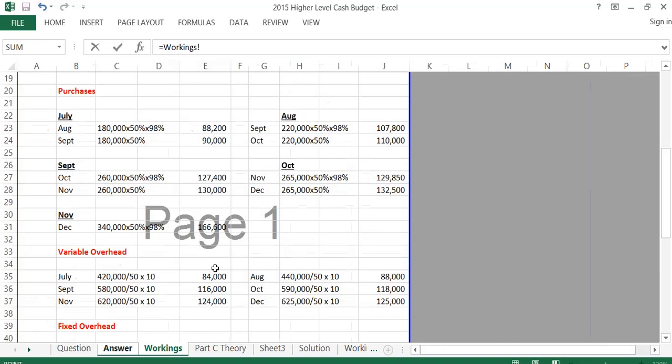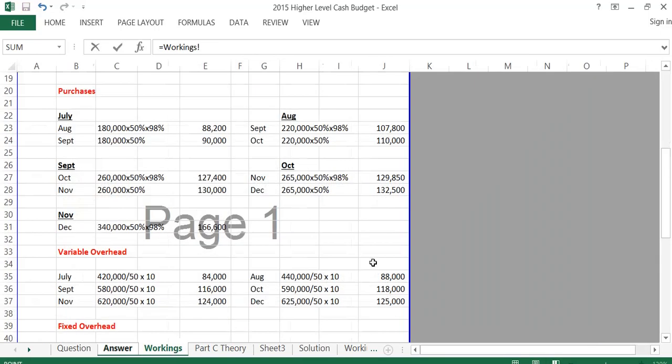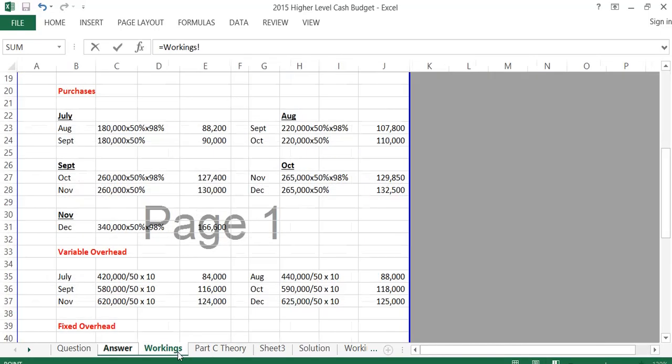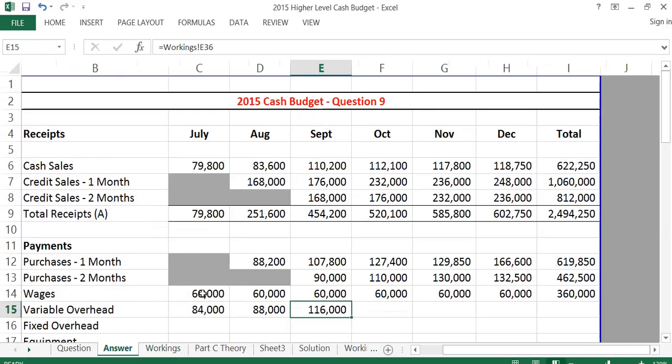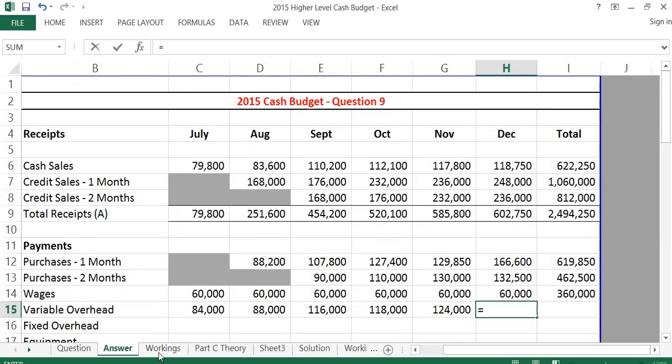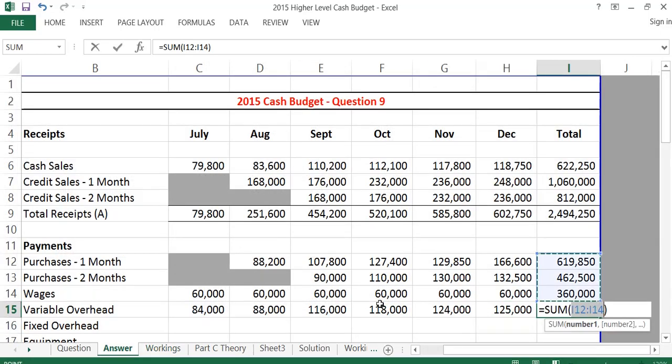So my variable overhead for July is 84,000, for August is 88,000, for September, 116,000, October is 118,000, November is 124,000, and December is 125,000. And again, I just total those across. So that leaves me with a total variable overhead of 655,000.